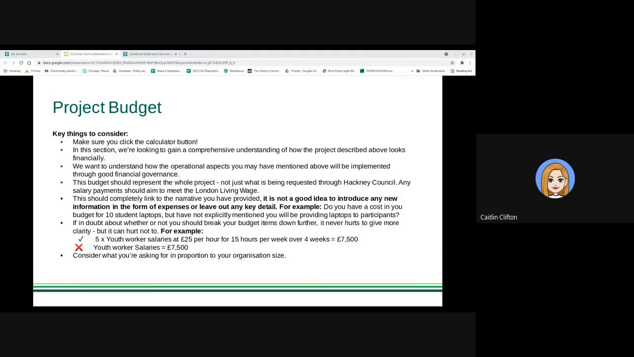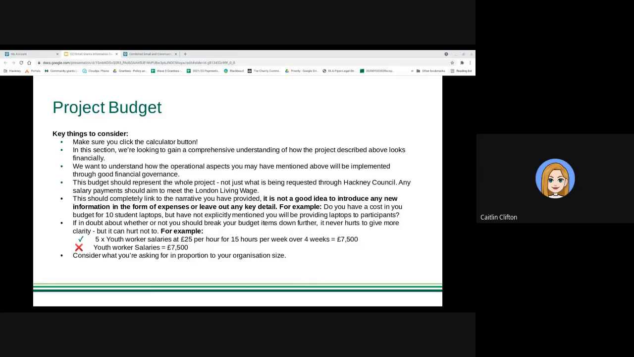It is never a good idea to introduce any new information in the form of expenses or leave out any key detail. For example, you've got a cost in your budget for 10 student laptops, but you have nowhere in your narrative explicitly mentioned that you're serving 20 participants and you expect that 10 of them won't have access to a laptop at home. So you're going to buy 10 and you're going to ensure that they have access to those. If that hasn't been made clear, when an assessor sees that, they're going to think, hang on a second, have I missed something? And they haven't missed something. You've just introduced new information into this budget section.